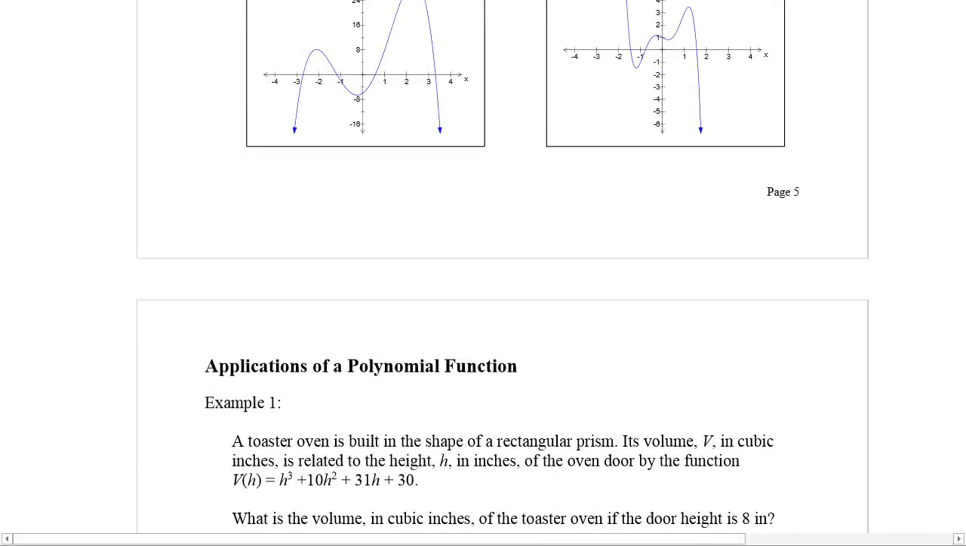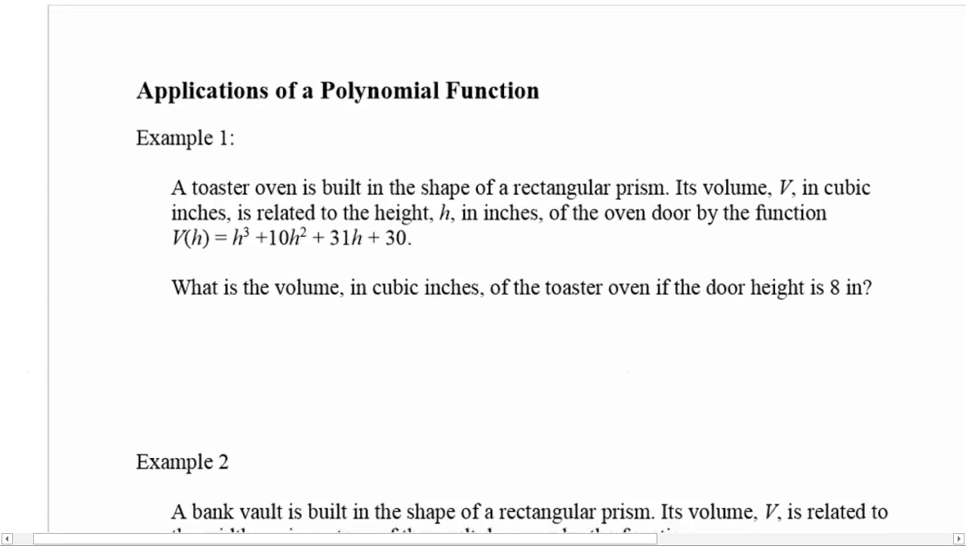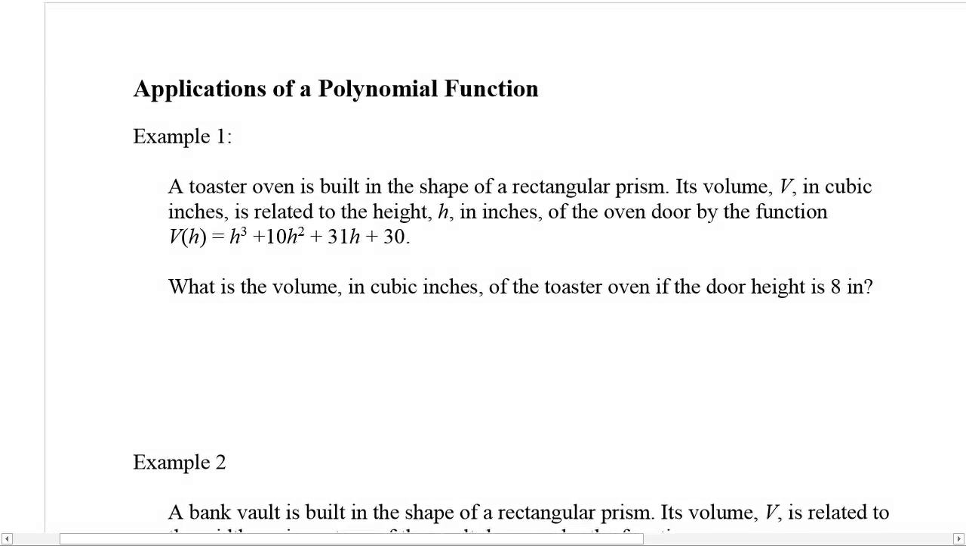Okay. In our last page here, it says examples of a polynomial function. Now this is sort of a more traditional approach, so we're moving away from the graph and we've just got more of a standard definition or way of looking at polynomials. It says a toaster oven is built in the shape of a rectangular prism.